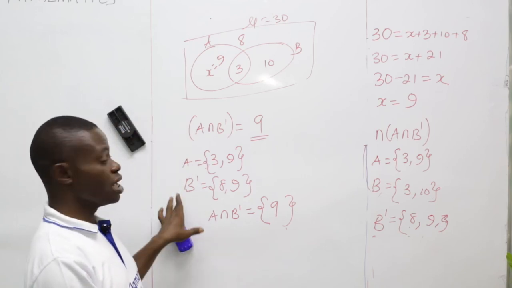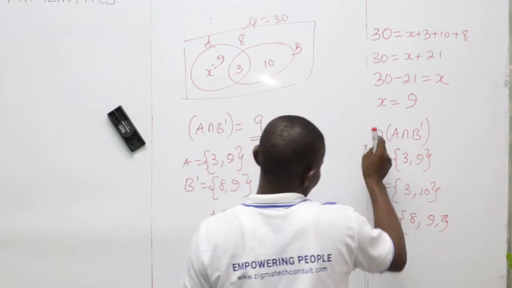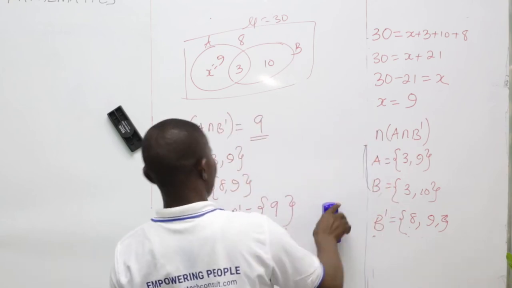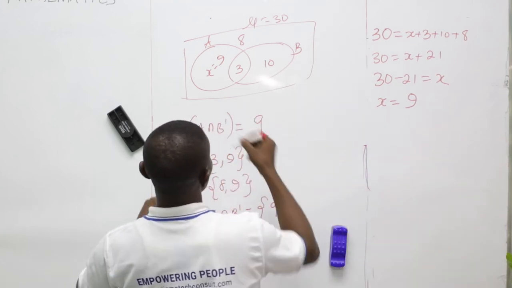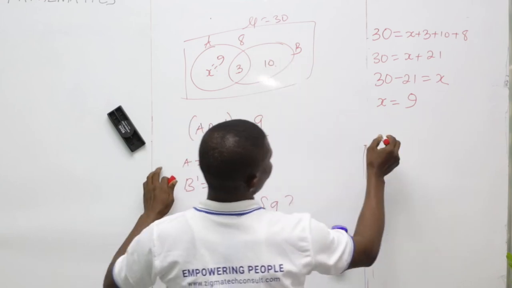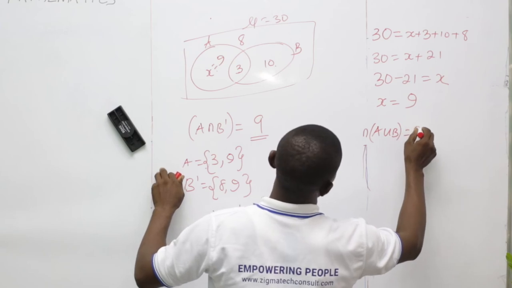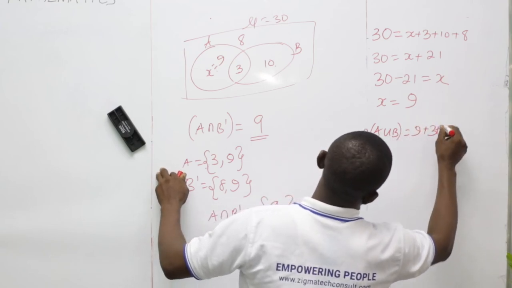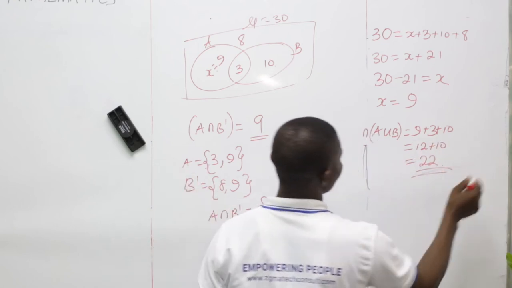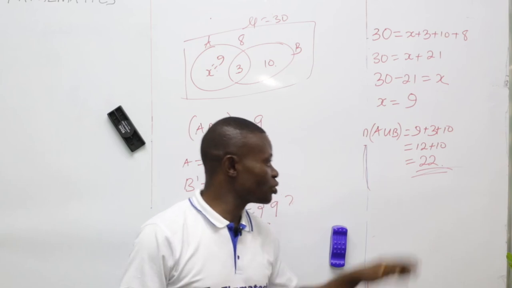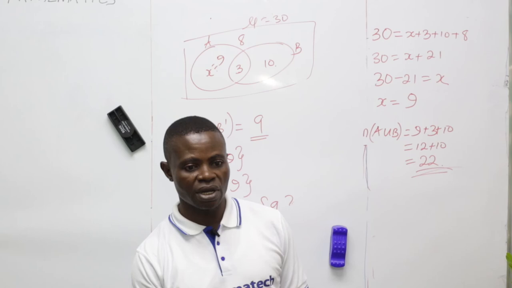So the next one is what? A union B. Union, because I want to know how many there are. It's just an addition. Where are they? See A, see the intersection, see B. Meaning the number of A union B equals 9 plus 3 plus 10. This is 12 plus 10, which gives us 22. So the number of A union B equals 22, and that is the answer to that question.